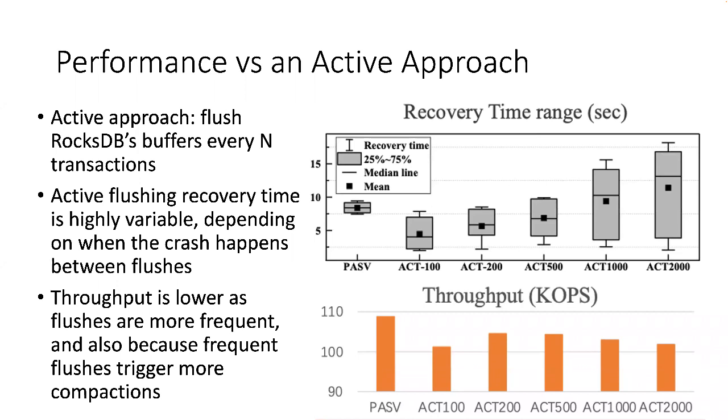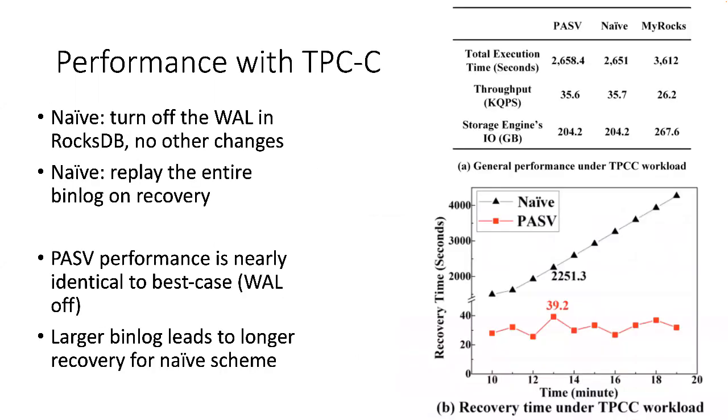And finally, we can look at the performance with TPCC. But in this slide, we also compare it to what we call a naive scheme, which is just turning off the WAL in RocksDB with no other changes. So we can call this the best case or ideal performance. But in this case, even though the performance is great, we have to replay the entire log on recovery, which is slow.